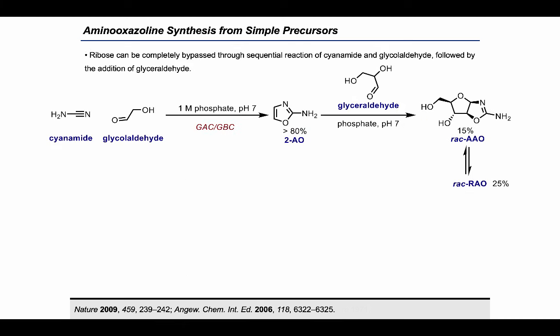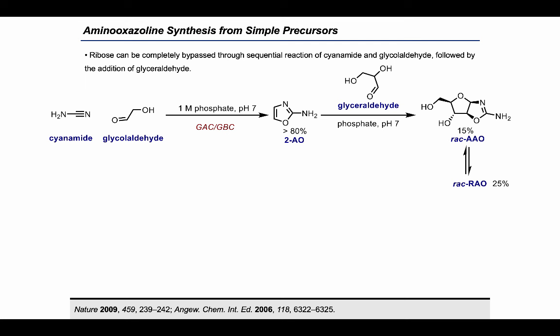Well, happily, in 2009, it was found that ribose can be completely bypassed in this route through the simple reaction of cyanamide and glycolaldehyde in the presence of phosphate, which functions as a general acid general base catalyst. This reaction pathway, often referred to as the Powner-Sutherland pathway, forms 2-aminooxazole, 2-AO, in excellent yields, and 2-AO can then react further with glyceraldehyde to form both AAO and RAO. You'll notice here that in order to form AAO and RAO, cyanamide has to first react with the sugar glycolaldehyde, followed by the addition of a different sugar, glyceraldehyde, to the resulting 2-AO in order to form the aminooxazoline.